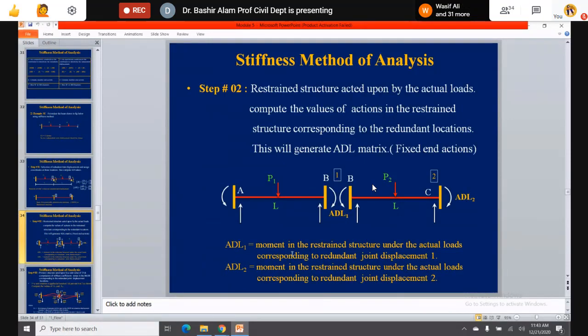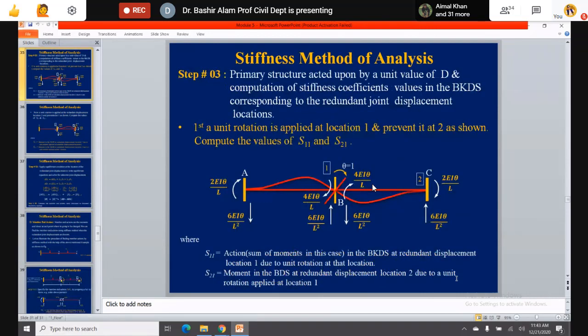ADL1, again, you can see this is moment in the restraint structure under the actual loads corresponding to redundant joint displacement 1. And ADL2, it is moment in the restraint structure under the actual loads corresponding to the redundant joint displacement 2. Here now, to generate the stiffness matrix, we go to step number 3. The primary structure acted upon by a unit value of D and computation of stiffness coefficient. This is the general statement now.